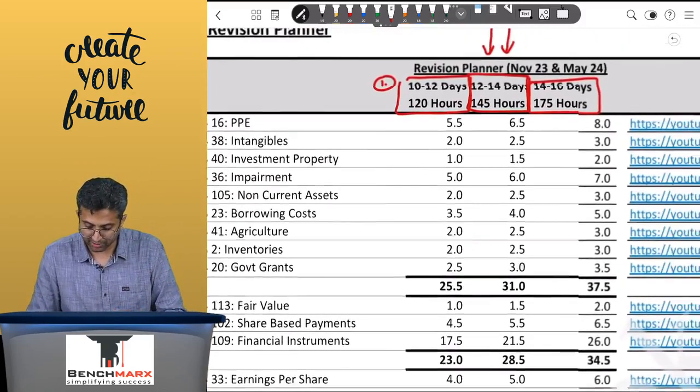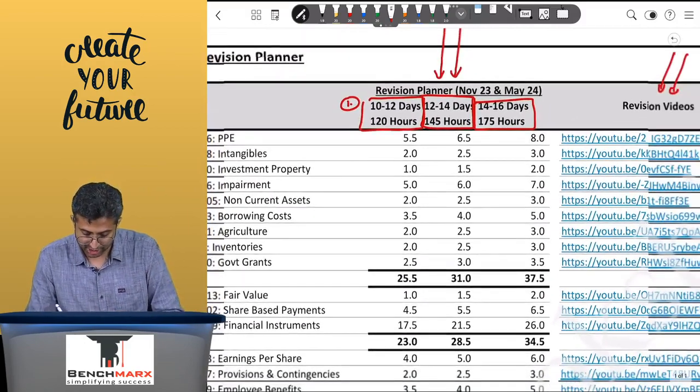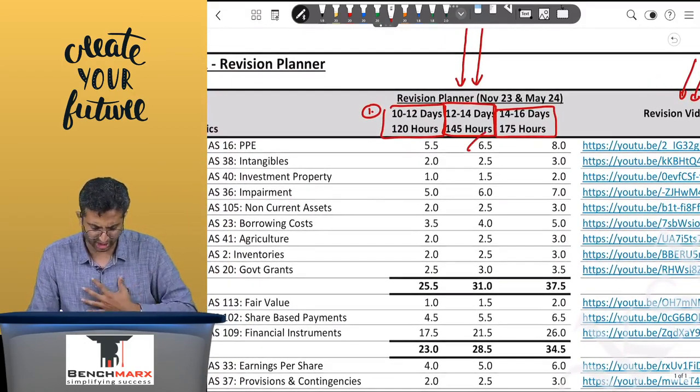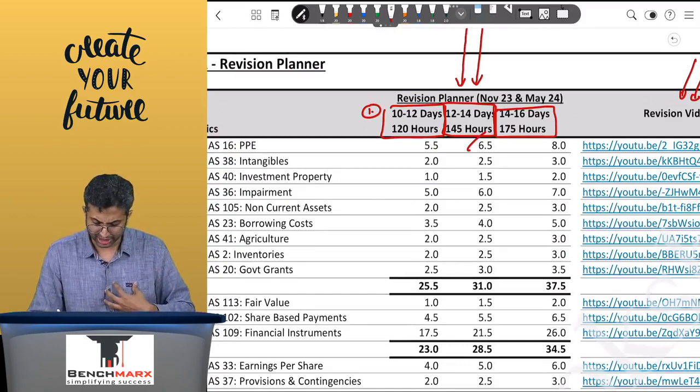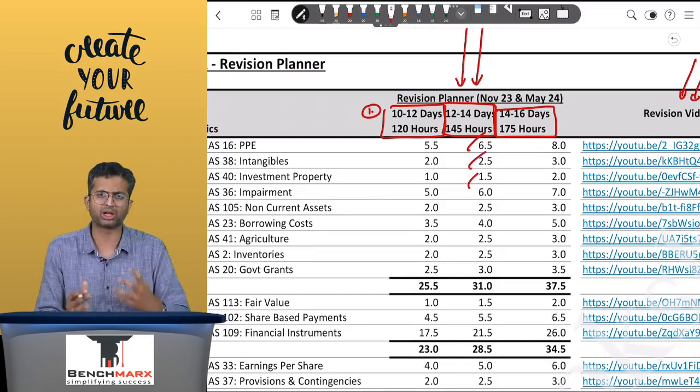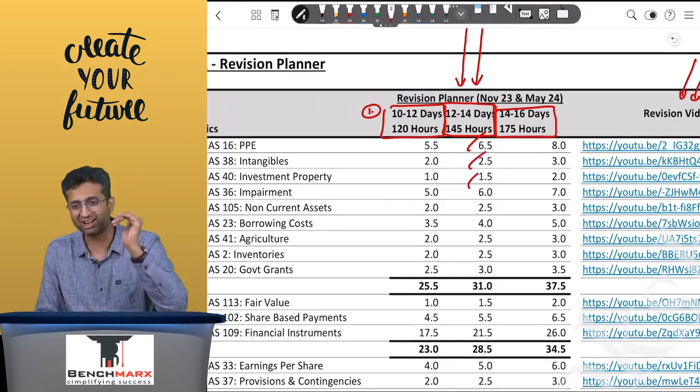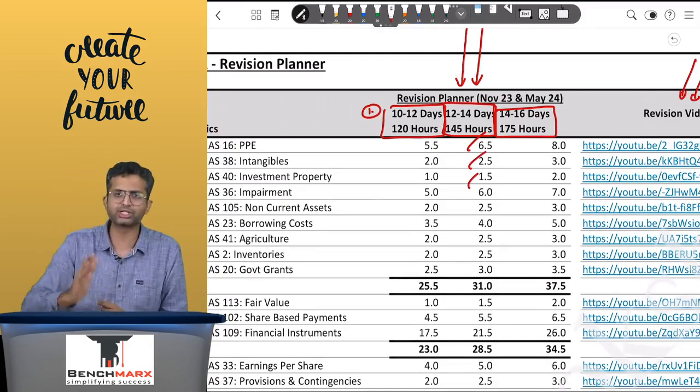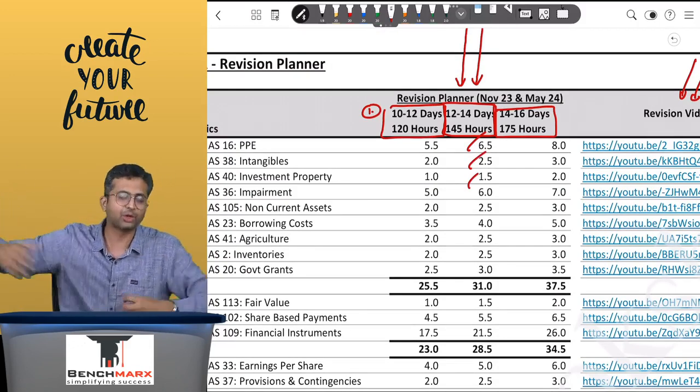What we have tried to do is, we have tried to give you the hours. So for example, PPE will take close to 6.5 hours ideally. Intangibles around 2.5 hours, investment property 1.5 hours on an average, and so on. So when you are starting a topic, you have a target in mind. Otherwise, you will sit with investment property for the entire day. Now that is not worth it, right?